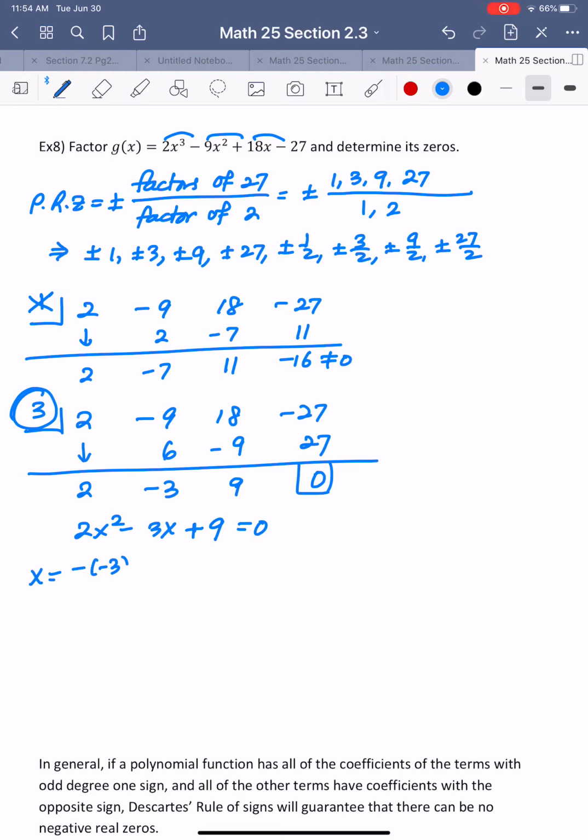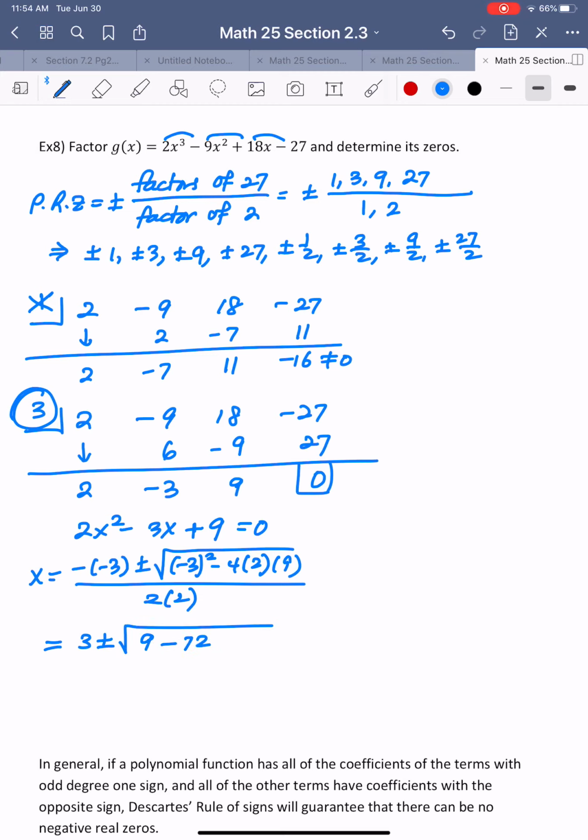So negative b plus or minus the square root of b squared minus 4 times a times c, over 2 times a, which is 3 plus or minus the square root of 9 minus 72, over 4, which is 3 plus or minus radical negative 68 over 4. What am I doing? I don't think it's right. The 9 minus 72, I don't think it is here. So 9 minus 72, it's going to be negative 63. What am I saying? Sorry about that.